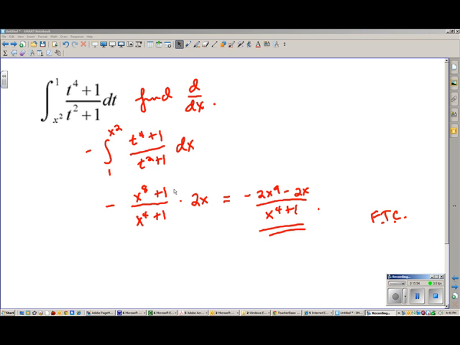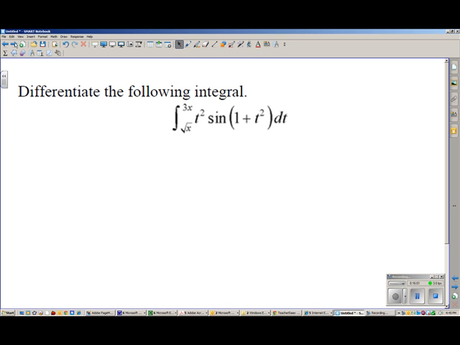I believe there is one more type of problem that we should look at that comes from this section. And it would be this kind of animal where we'd be asked to differentiate an integral, and notice that the limits both contain the variable. So how would we attack this guy?